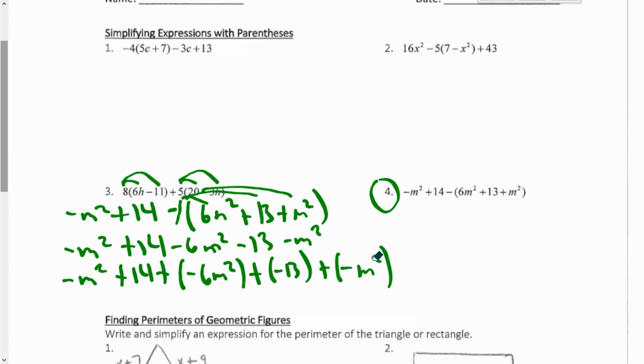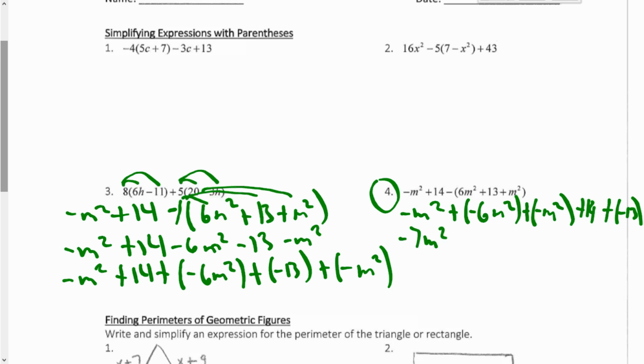So I've rewritten it all as addition, and then I want to put the like terms next to each other. So that's negative m squared plus negative 6m squared plus negative m squared plus 14 plus negative 13. I apologize for running out of room there. So negative m squared plus negative 6m squared is negative 7m squared. And then positive 14 and negative 13 gives me positive 1.